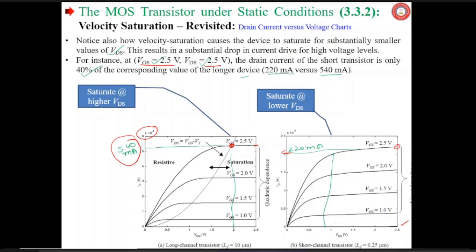If you see the ID versus VGS plot of a long channel MOSFET and a short channel MOSFET, this is long channel, this is short channel MOSFET. See that this portion is entirely quadratic, whereas this is almost linear. It is clear: a quadratic versus linear dependence is apparent for larger values of VGS. This is also the effect of velocity saturation.